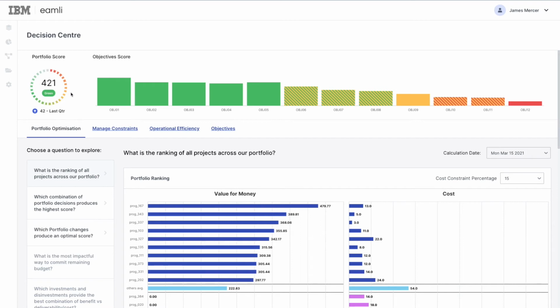The portfolio score is similar to a credit score for your current portfolio's performance, allowing the client to benchmark the portfolio's current performance against their objectives. The objective score allows the user to understand how well the portfolio is meeting each individual objective. Here we show the objective's overall contribution to the total score, with the corresponding RAG status showing how well the individual objective is being met.